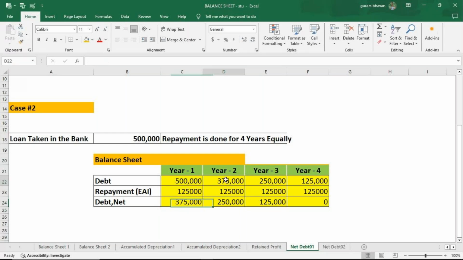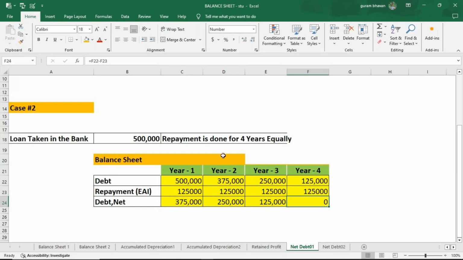In the second year, the ending loan amount of the first year will become the beginning loan amount. The EAI, they are telling, we are going to pay equally, so I am going to drag it. Whatever amount is paid in the second year, the remaining amount becomes the opening balance. Again I am paying EAI for the third year, and the fourth year's opening loan amount follows the same way. So EAI I am paying, and at the end of the fourth year, it will be 0.